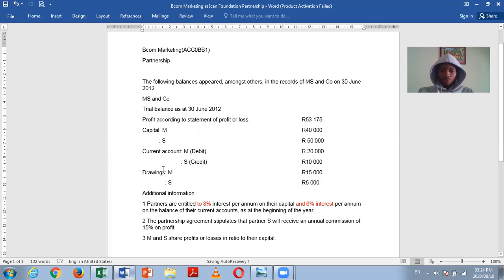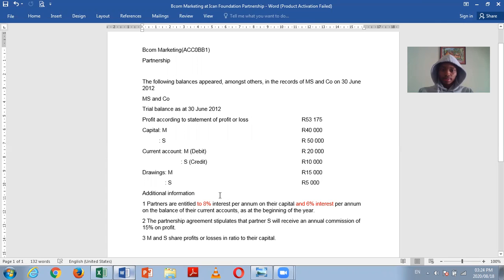And then we have what? Drawings, right? So it means both partners took something for personal use. And then adjustment number one says partners are entitled. So this is from the partnership agreement. So it says partners are entitled to 8% interest per annum on their capital, and then 6% interest per annum on the balances of their current accounts, right?